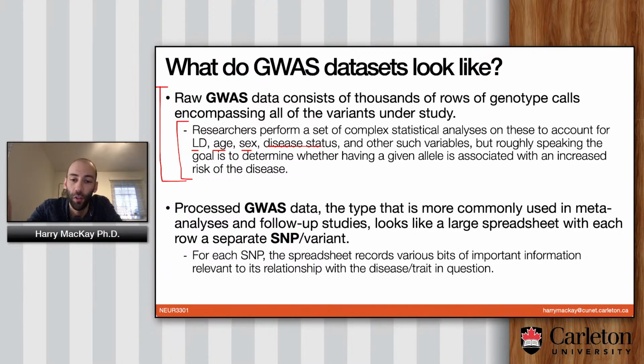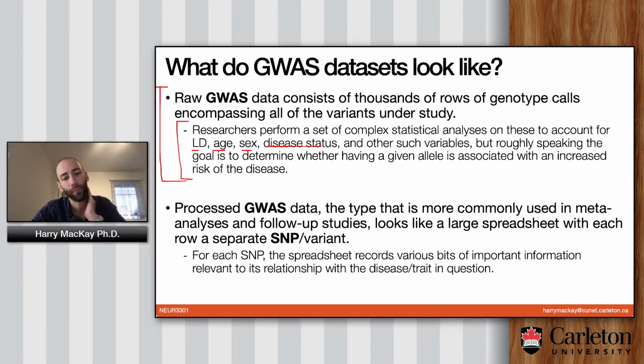What they're ultimately trying to do is determine the extent to which having a given allele is associated with an increased risk of disease. So for every copy of this allele you get, your odds of being diagnosed, say with ASD, go up by 20%. This is the kind of relationship they're trying to establish, and they're doing this for every single SNP in the entire array.